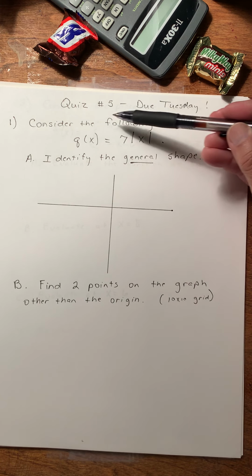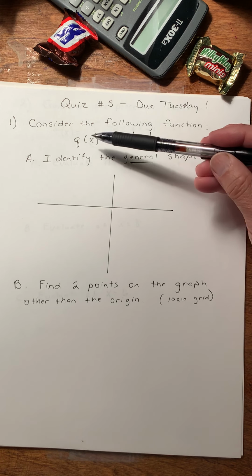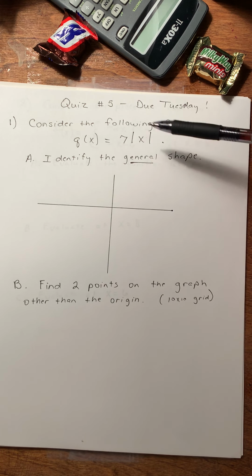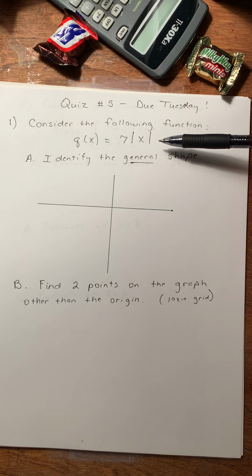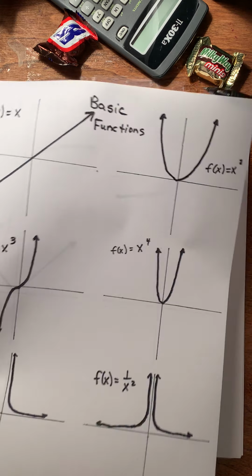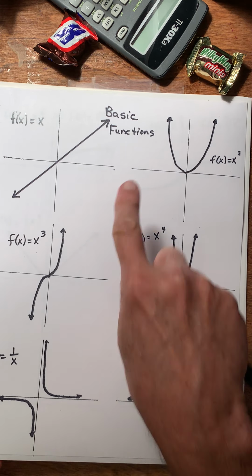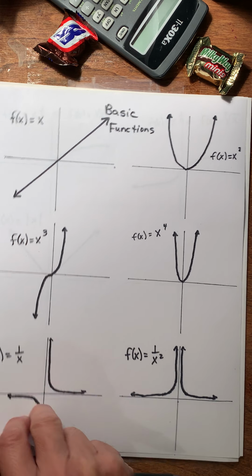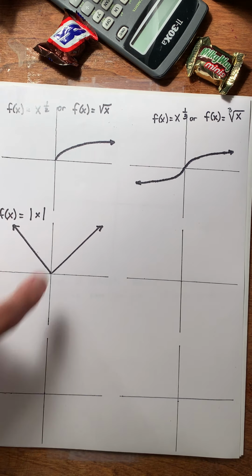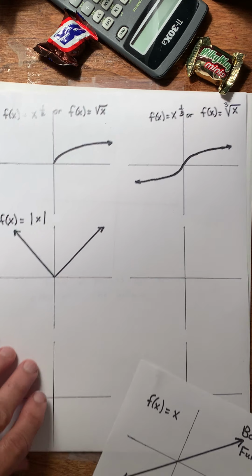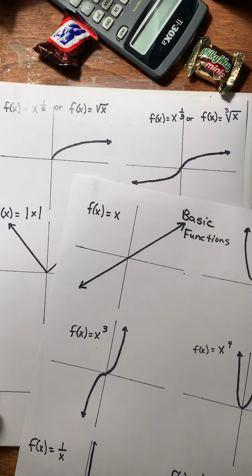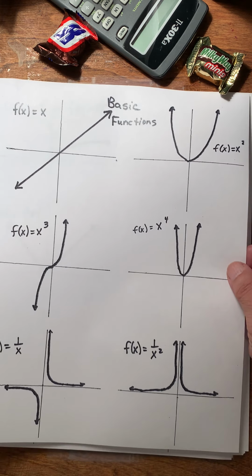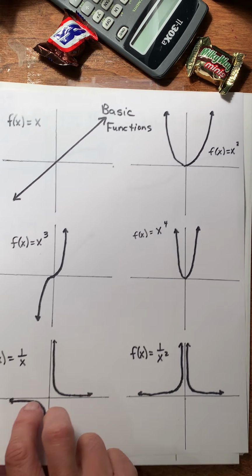First of all, it says, consider the following function. Q of x equals 7 times the absolute value of x. Now here's where you're going to want to refer to something that I sent to you earlier. 2 sheets called the basic functions. 1, 2, 3, 4, 5, 6, 7, 8, 9 basic functions. All of our transformations will be on one of these basic functions.